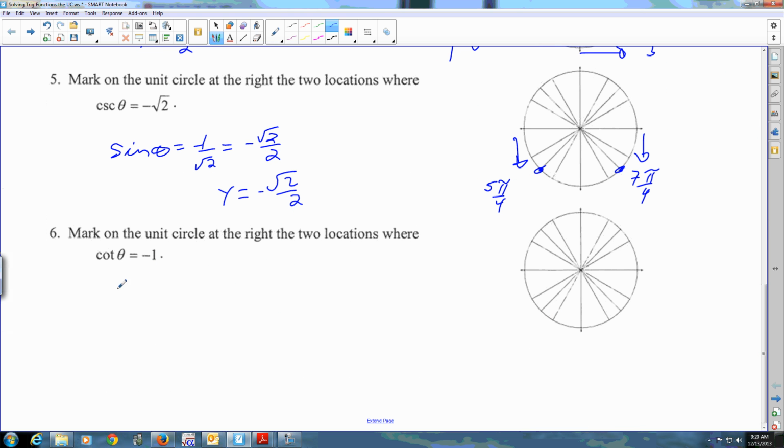Cotangent negative 1. Okay, you can either leave it as cotangent or turn it into tangent. It really doesn't matter. How do you get a fraction? Well, let's not use random letters. It's y over x for tangent. How do you get a fraction, first off, to be 1? Well, they have to be the same number top and bottom. Where do those happen? They happen at the 45's, where your coordinates are the same.